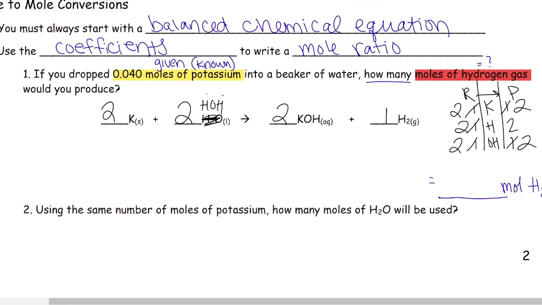So I checked off this box. You must always start with a balanced chemical equation. Done. Then we use the coefficients to write a mole ratio using our given information. So here, if you dropped 0.040 moles of potassium, I'm going to plug that into one of my conversion T-charts.